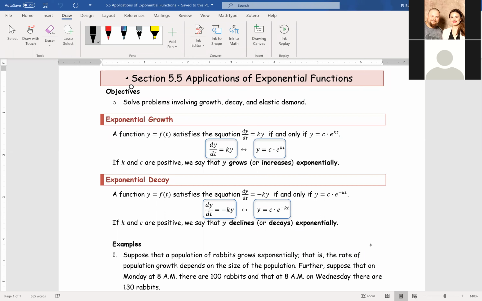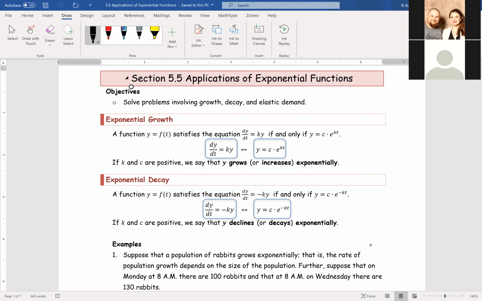So section 5.5 is applications of exponential functions. Everybody can see my screen right now? Yep. Okay. Yeah. Yep. I just want to make sure I was sharing the correct screen.